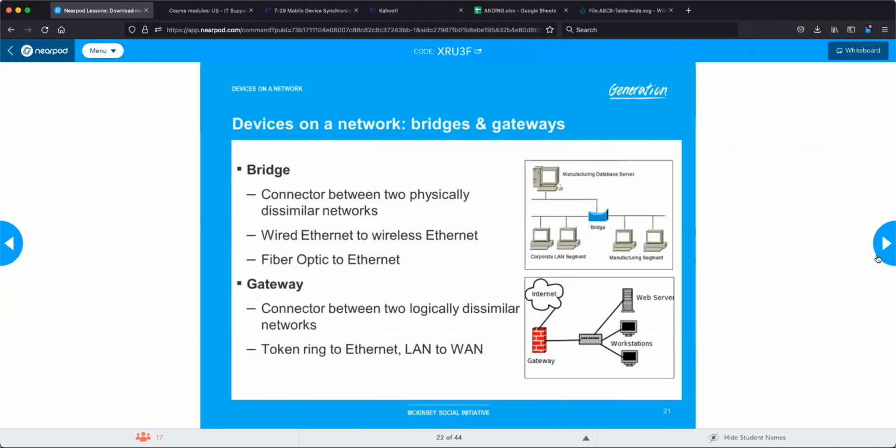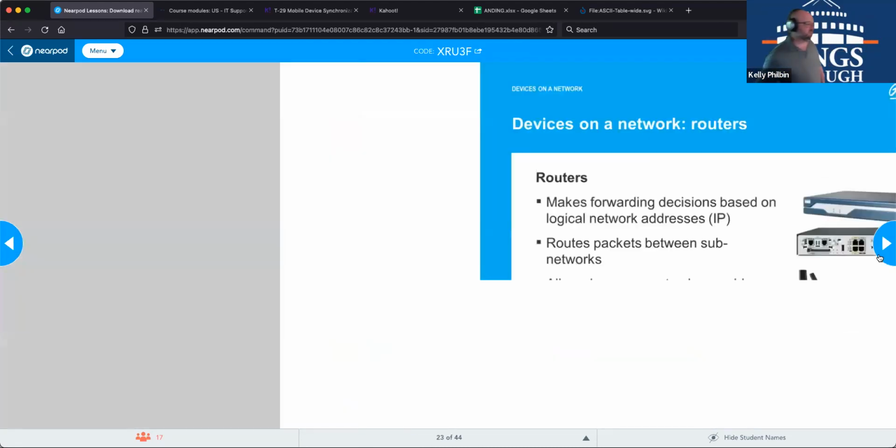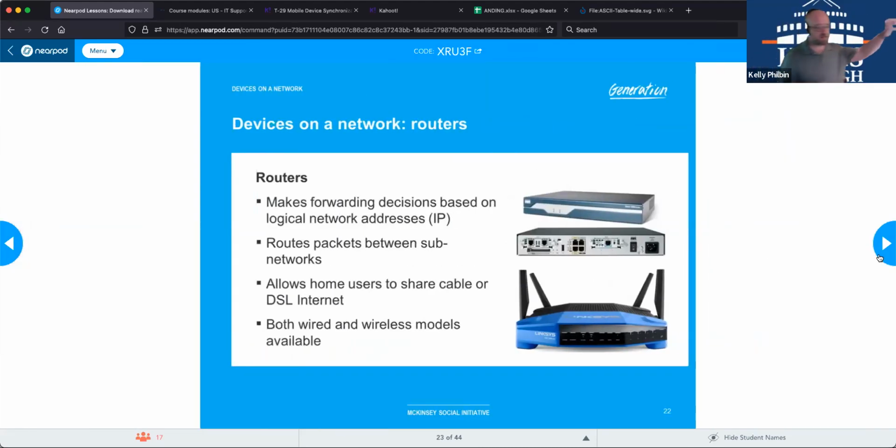All right. So bridge and gateway, physically different versus logically different. Gateways also can connect us to our outer networks.